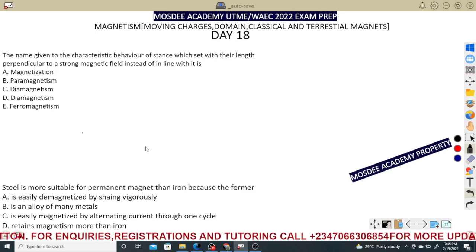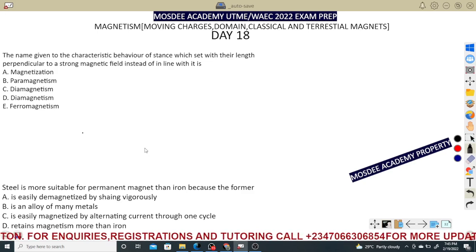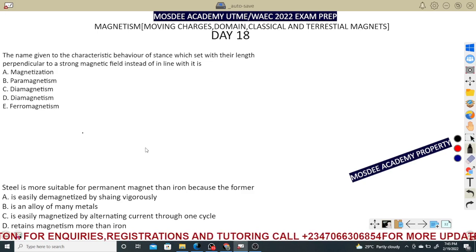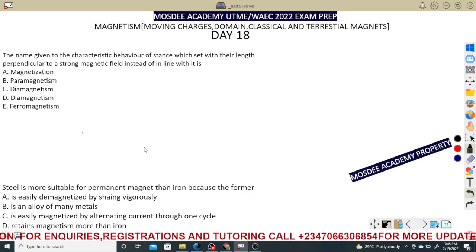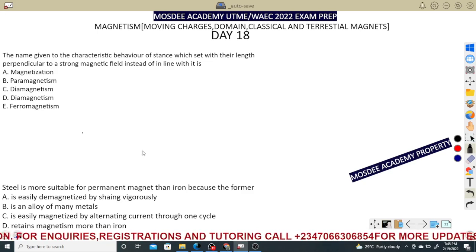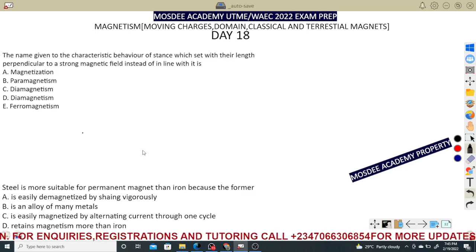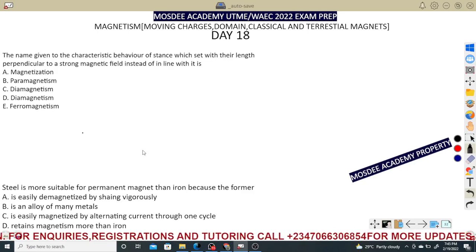We are at magnetism, and under magnetism, the first part, we are looking into moving charges, domain, classical, and terrestrial magnets. So this video covers a quick concept and revision on what you have studied before.